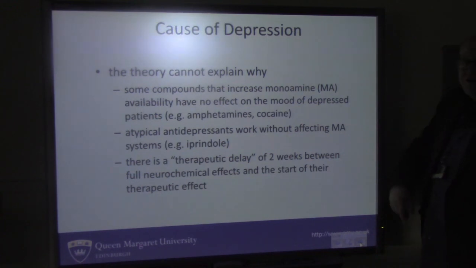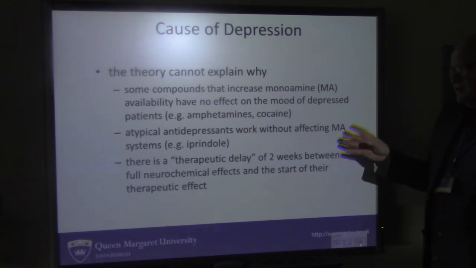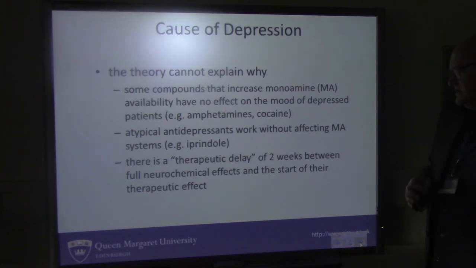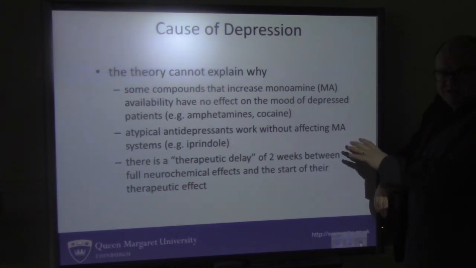The reason we're still calling it a theory, though, is because there's evidence that goes against the theory, if you like. So some compounds can increase monoamine availability, which you would think means more monoamines, antidepressant action, but they're not antidepressant. So the amphetamines and cocaine will increase the levels of monoamines, but have no antidepressant action whatsoever. We also have drugs that are referred to as atypical antidepressants, whose action can't be fully explained by a manipulation of the monoamine system.